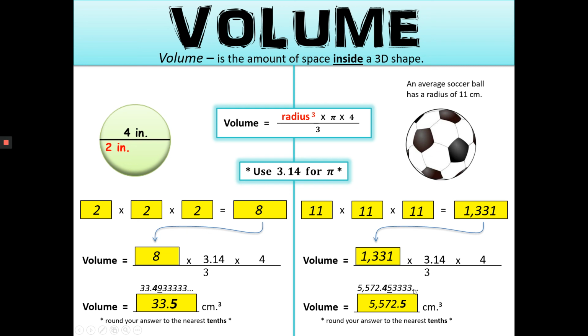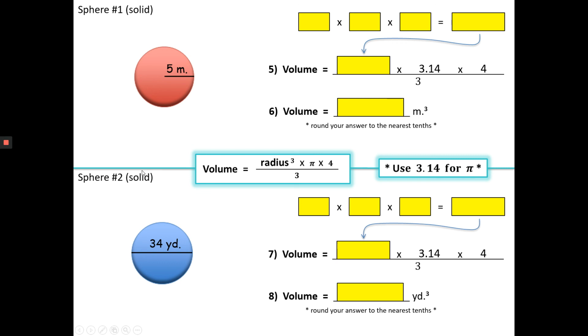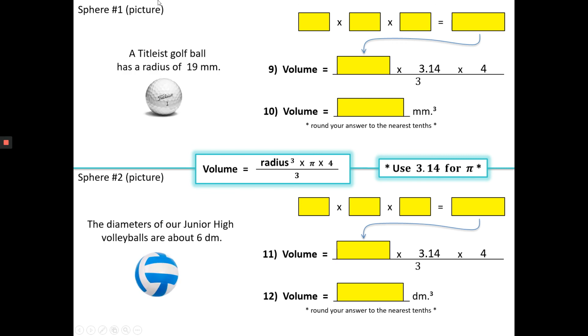All right, there's going to be a couple of problems of each different type for you guys. There's going to be 2 that are clear. There's going to be 2 that are more of a solid approach. And then there's going to be 2 that are like pictures or actual items. Each one of them is going to be 1 radius and 1 diameter, so you can get a little bit of practice on everything.